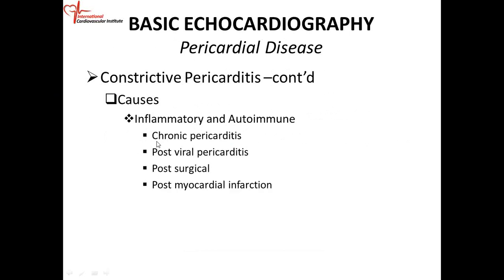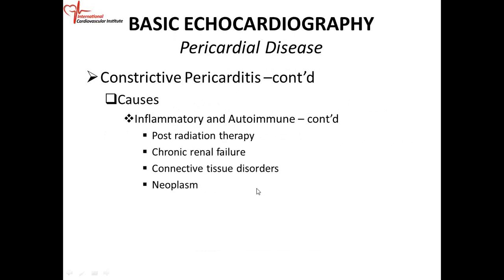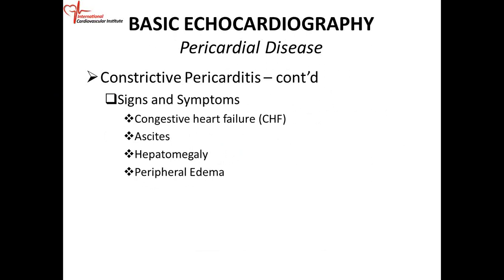Other things include chronic pericarditis. You have pericarditis for a long period of time. It can be post-viral, or surgical, in patients who have open heart surgery because blood gets into the pericardial sac. They can develop constrictive pericarditis. Post-myocardial infarction, that's post-heart attack. Post-radiation therapy, chronic renal failure, chronic kidney disease, connective tissue disease such as lupus, rheumatoid, and malignancy, cancers.